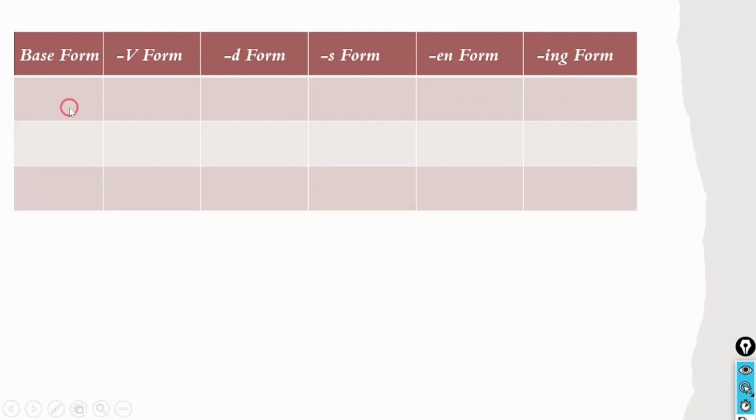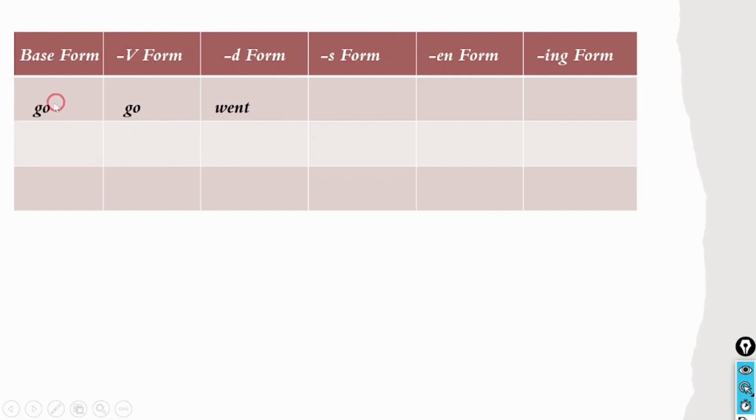Then we continue. Go. Go is the same as go. If we add ed, we cannot add ed. This one just becomes went. So go to went. Like he went to school. He went to school for the past tense, like yesterday he went to school. John went to school yesterday. So for the past.